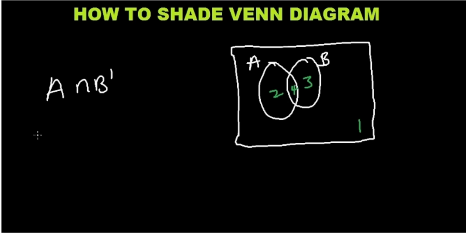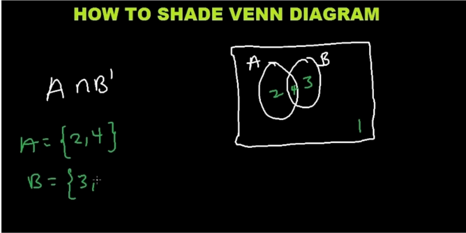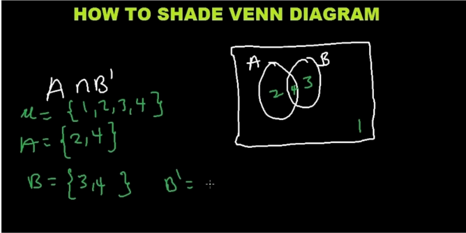Okay, so my A will be 2, 4. All right, my B will be 3, 4, and my universal set will be 1 to 4: 1, 2, 3 and 4. Okay, so now if my B is 3 and 4, my B complement will be 1 and 2, right? Because I don't have 1 and 2 in this set.